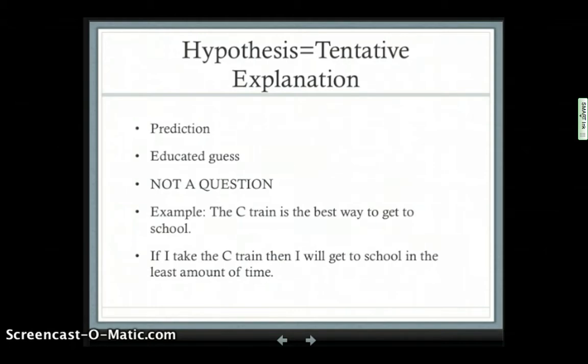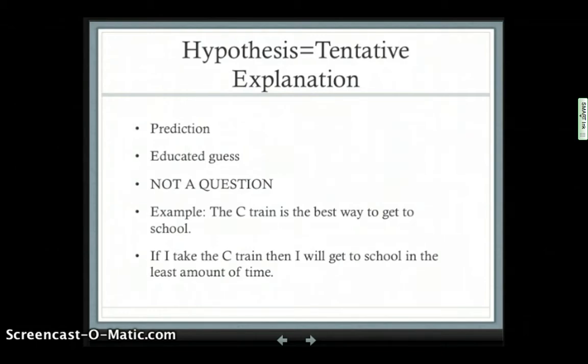So an example of a hypothesis could be the C train is the best way to get to school. A more formal way to write the hypothesis is in an if you do something, then predicting what will happen format. So an if-then format. So if I take the C train, then I will get to school in the least amount of time. That would be a hypothesis. So we again go with an if you do something, then you're making the prediction of what will happen based on doing that certain action.